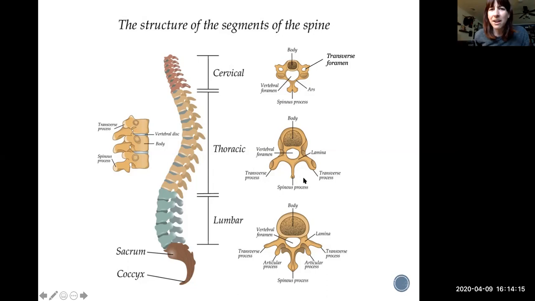I've always been able to see mine. I always thought it was because there was something wrong with me, but it's not. It's normal. So if you can see your spinous processes, that's normal.